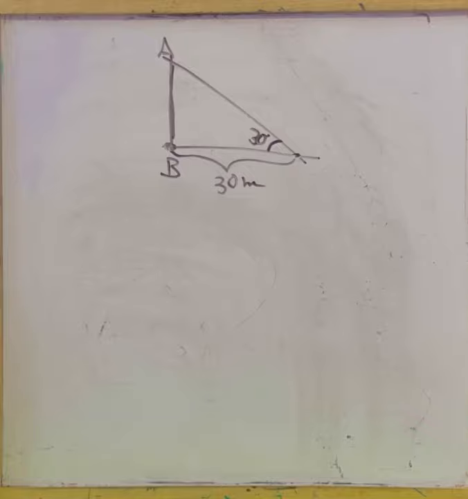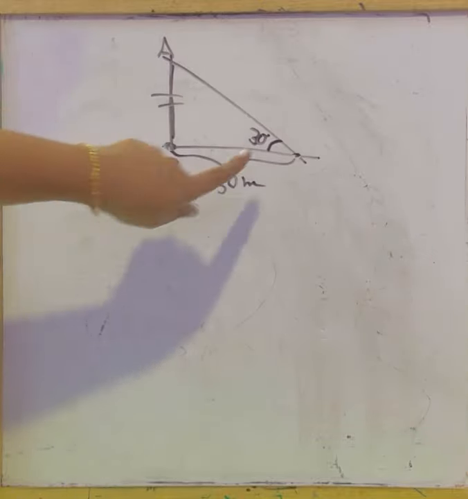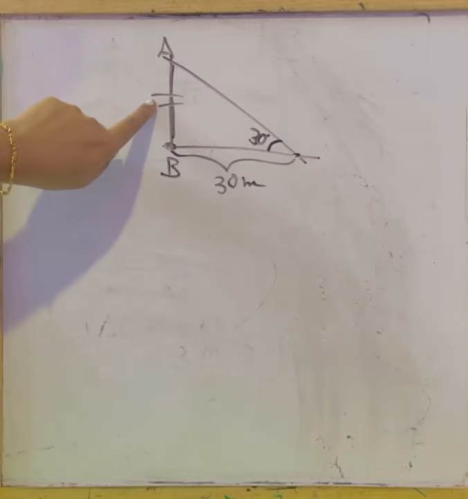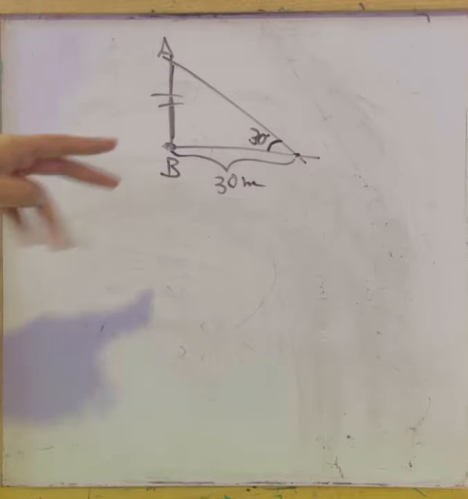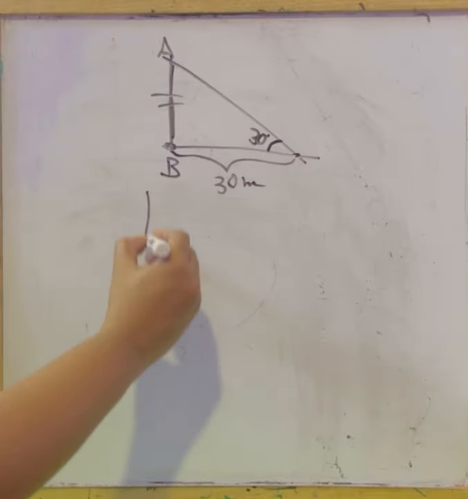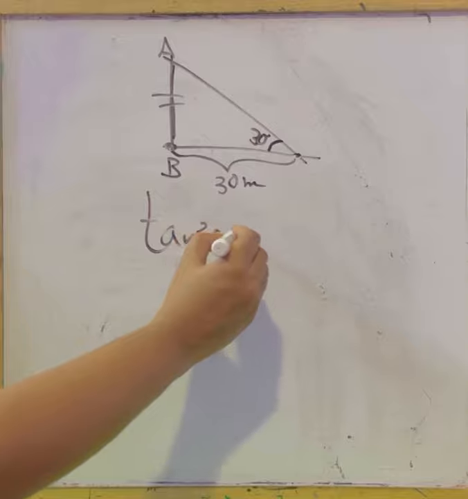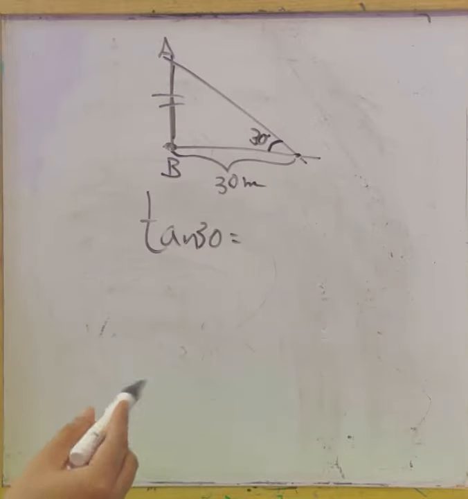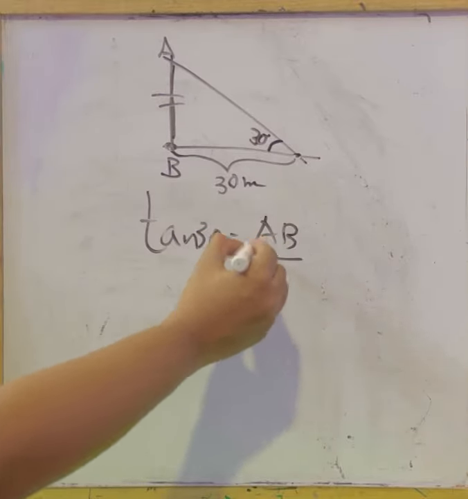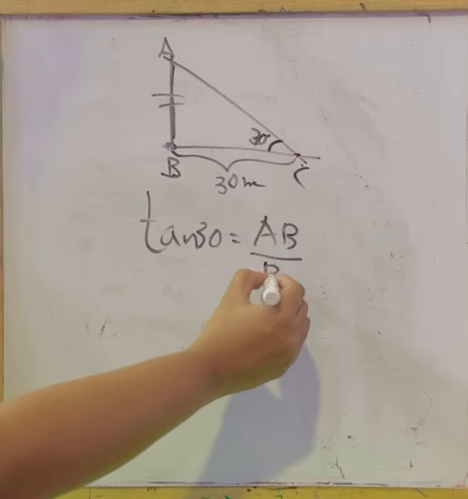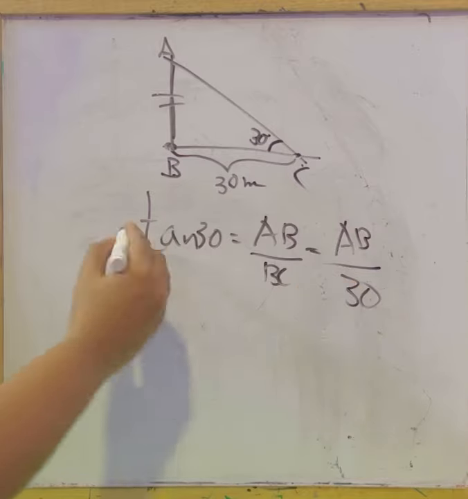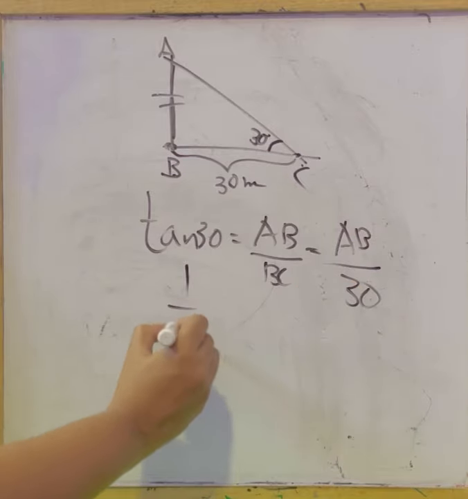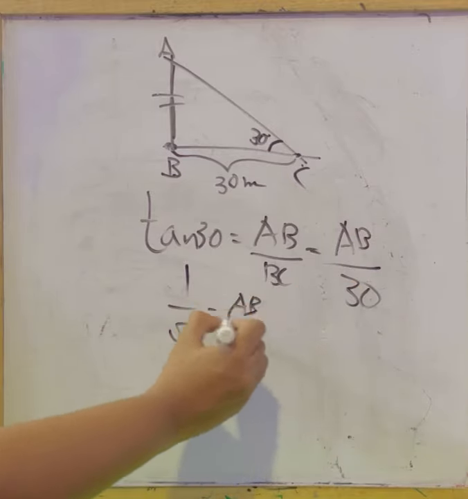We have to find out the height of the tower. That is the opposite side. Here according to this angle, this is the opposite side and this is the adjacent side. Which is including the opposite and adjacent, it is the tan. So let us take tan 30. It is opposite by adjacent. So here it is AB by adjacent, which is BC. AB we don't know, BC is 30, and tan 30 is 1 by root 3, which is equal to AB by 30.